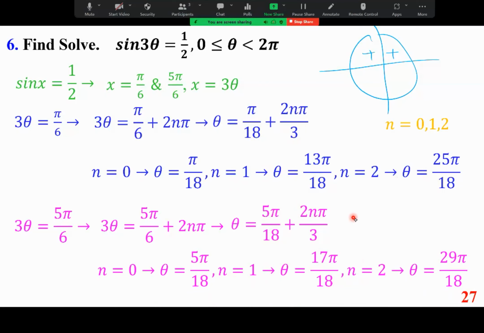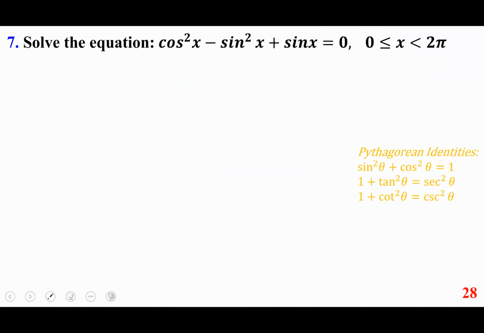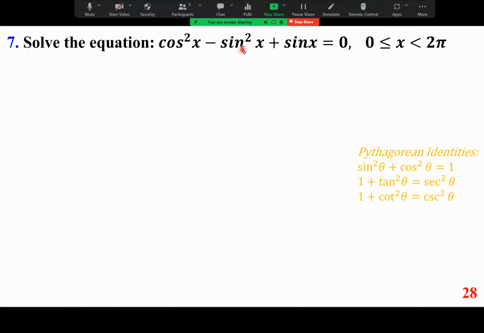So whatever you have has to be less than 2 pi. If it is larger than 2 pi, you've gone way too far. That's why you never go to the next number. All right. We want to solve this equation.